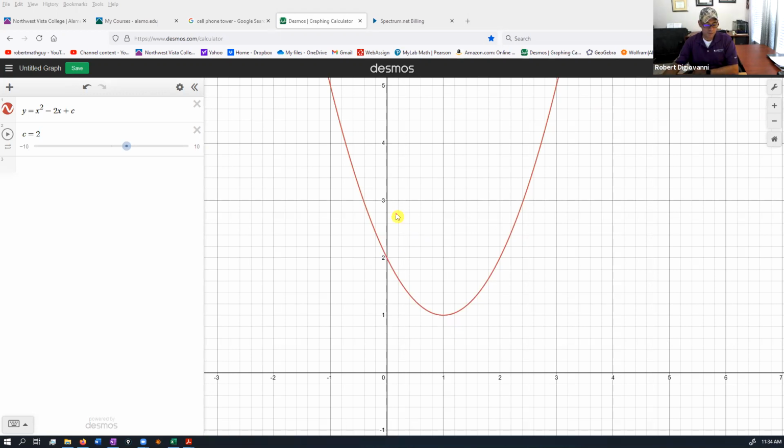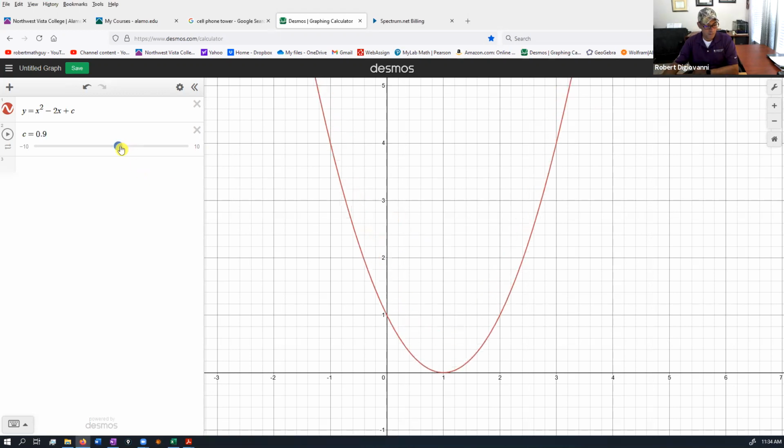What about this? Does that parabola have a vertex? Yes. Does it have a y-intercept? Yes. Does it have an x-intercept? Does it hit the x-axis anywhere? Right there at the vertex, right?